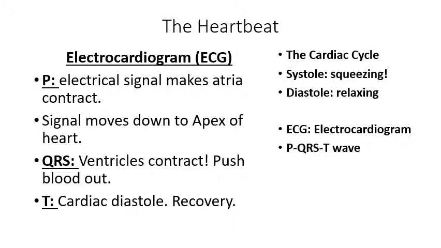They are actually labeled P, Q, R, S, and T. P is the electrical signal that's generated when the atria contract. So the P part of the ECG wave is the atrial systole. Then the signal moves to another part of the heart, which I'll show you in a diagram. The signal moves to the bottom of the heart, which is called the apex. And then we have the ventricular contraction, which is quite dramatic, a big hard push when the ventricles contract. That is called the QRS part of the ECG wave. And then when the entire heart relaxes, cardiac diastole, that is called the T part of the wave.